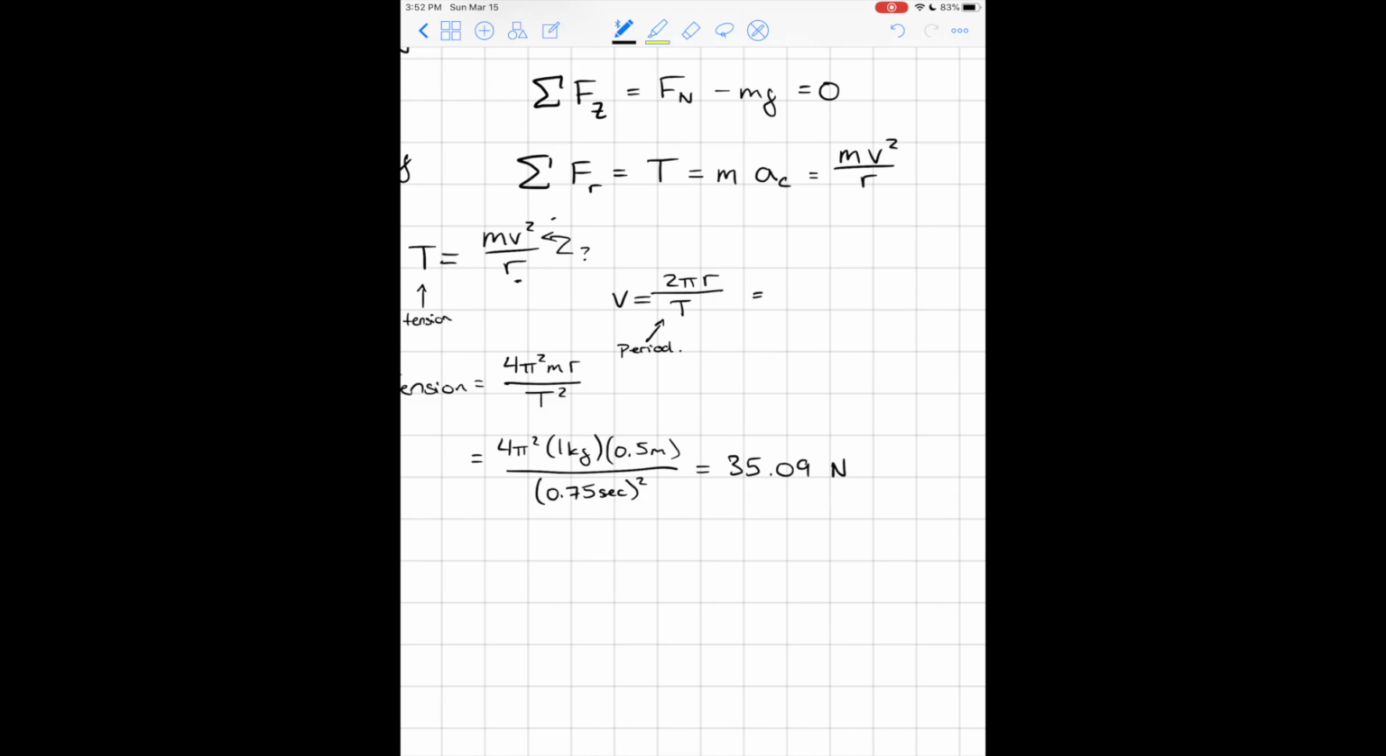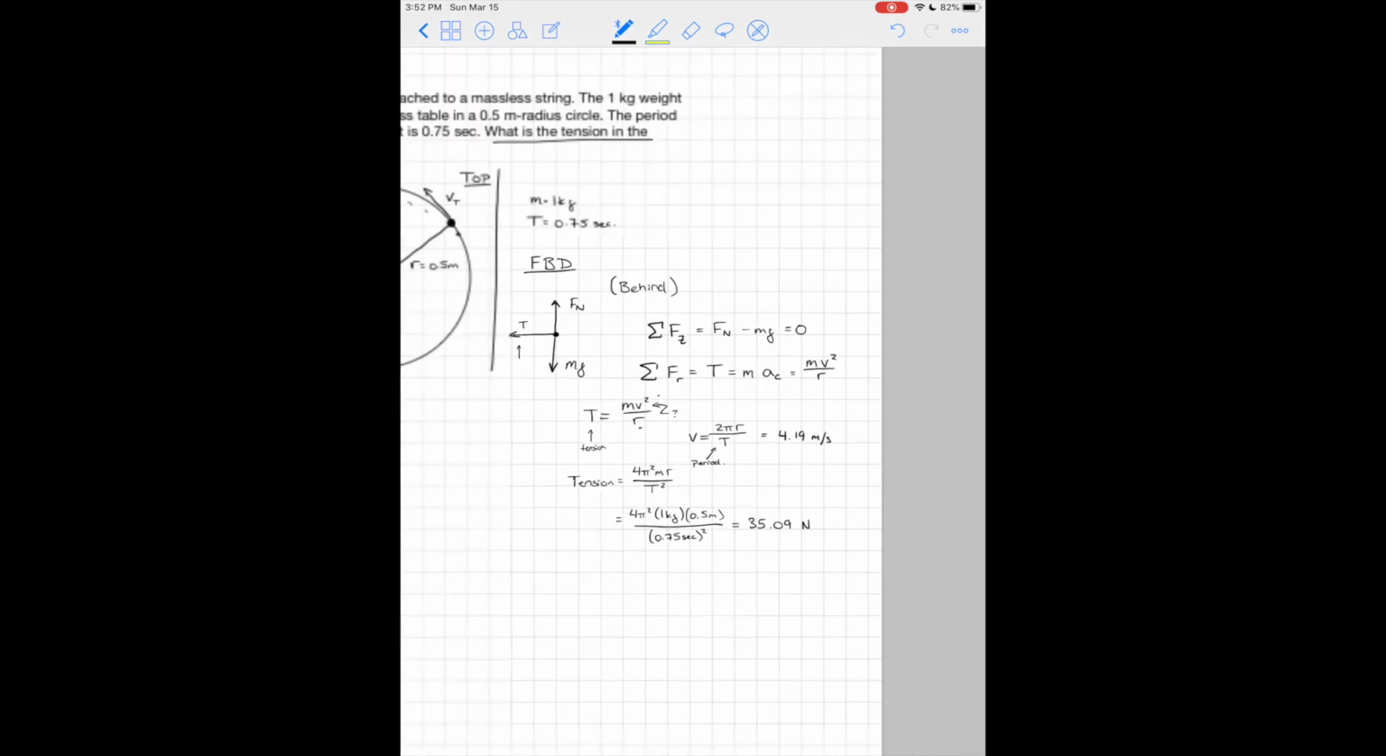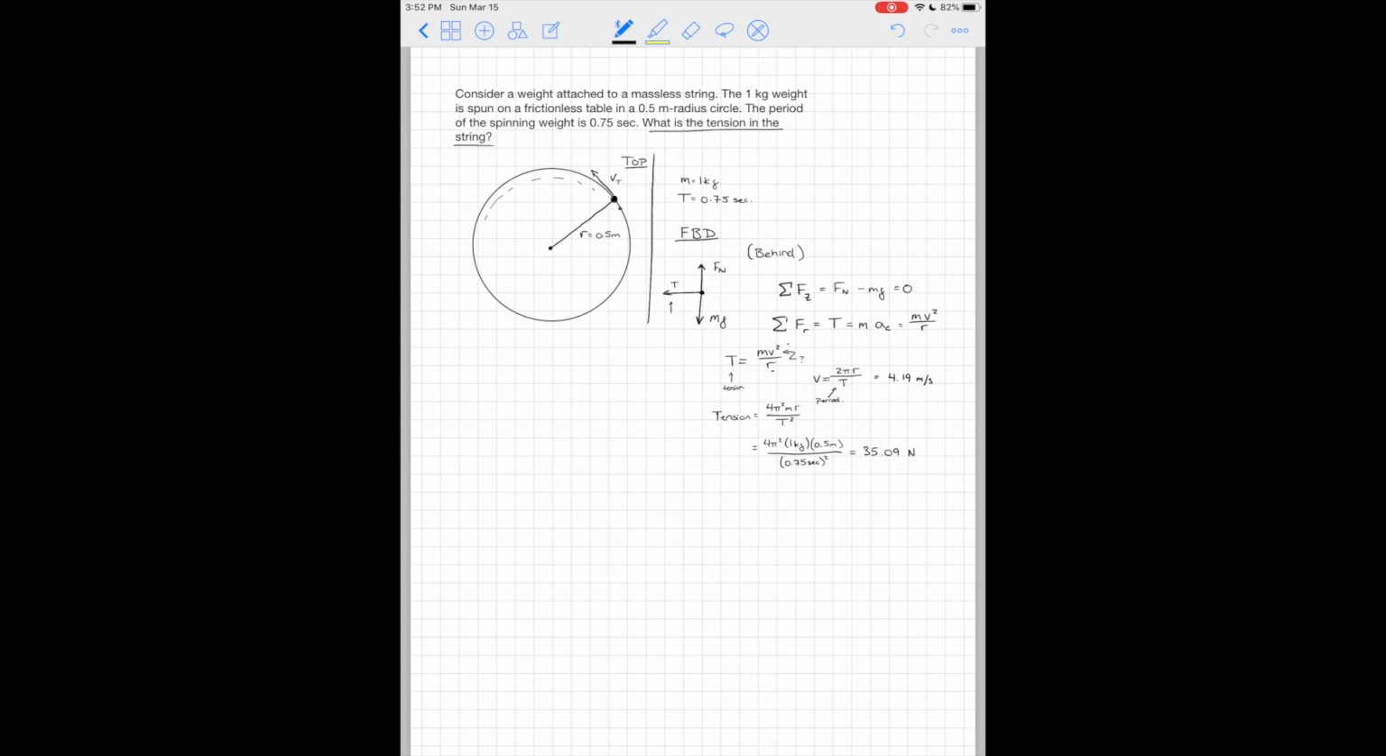By knowing something about the period, we were able to say how fast we were actually going. We want to know how fast we're going. We could always calculate 2 pi r over period. 2 times pi times 0.5 divided by 0.75 gives me a speed of 4.19 meters per second. Knowing the speed, I can now figure out how much tension is in the string required to keep me rotating at that speed and in this circle. So that is a quick example of talking about free body diagrams of rotating objects.